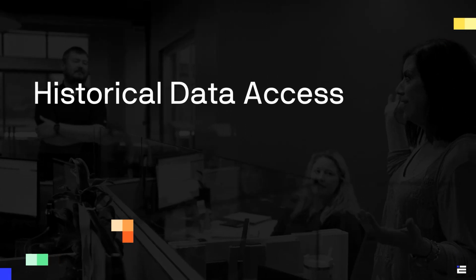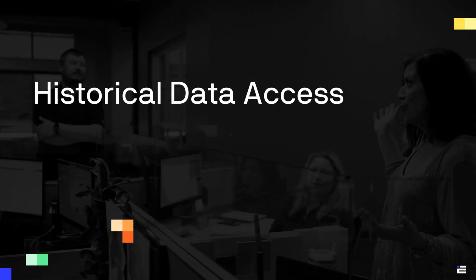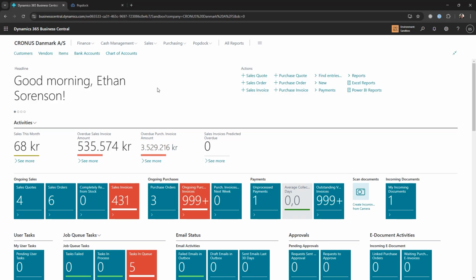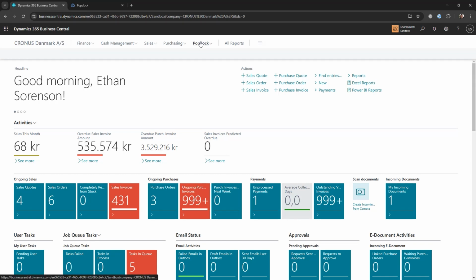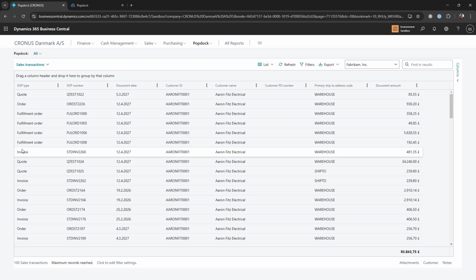Users will have a native experience when accessing their historical GP data in Business Central. From the Business Central Role Center, they'll be able to access PopDoc, allowing them to run ad hoc queries against all of their GP and Business Central data.